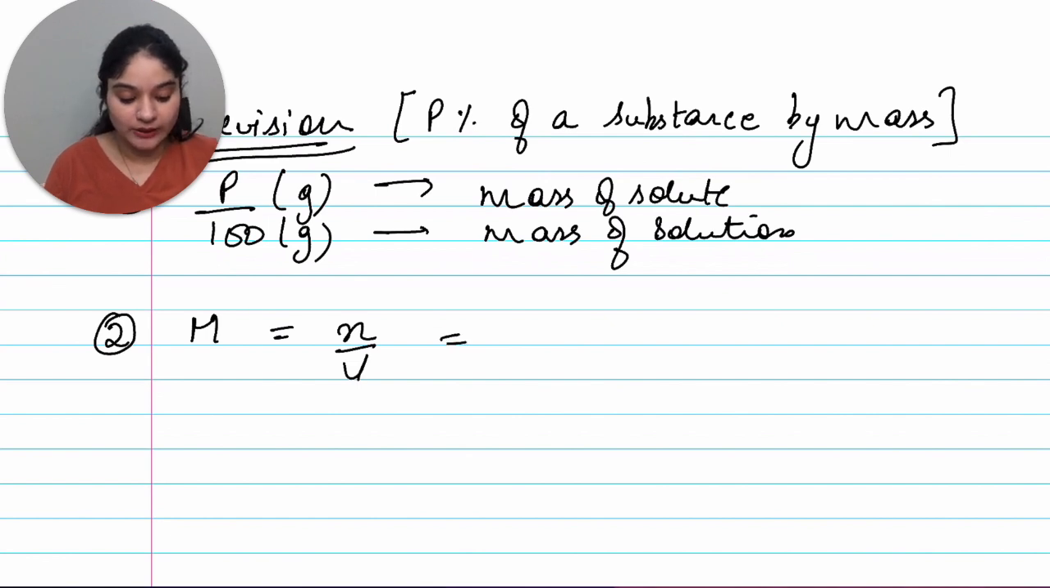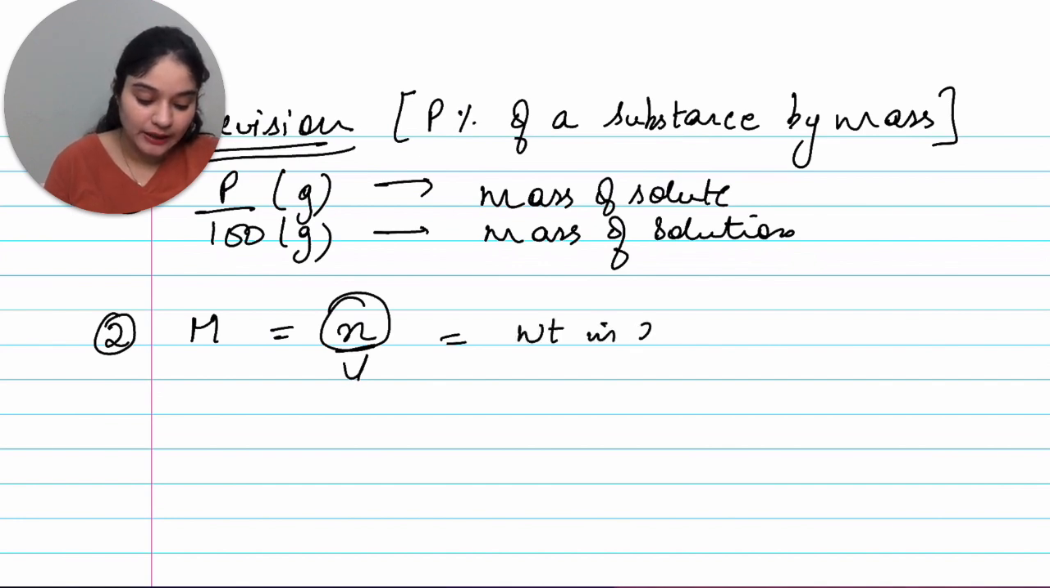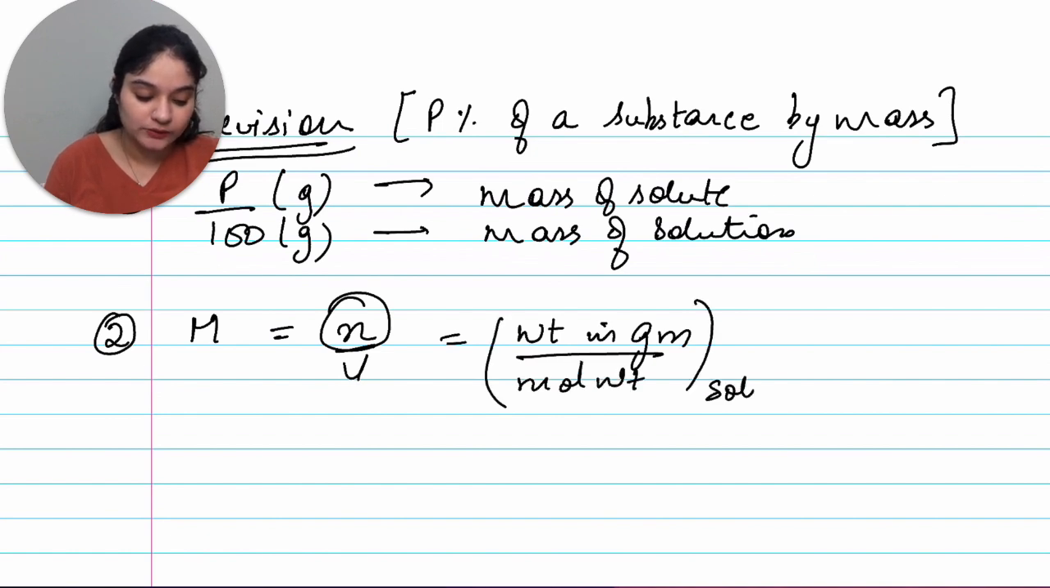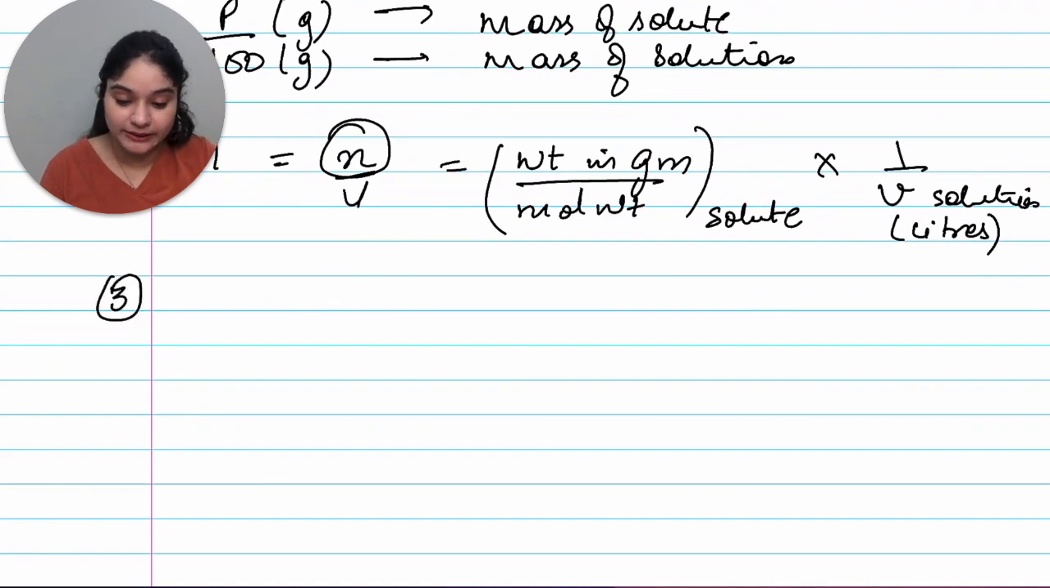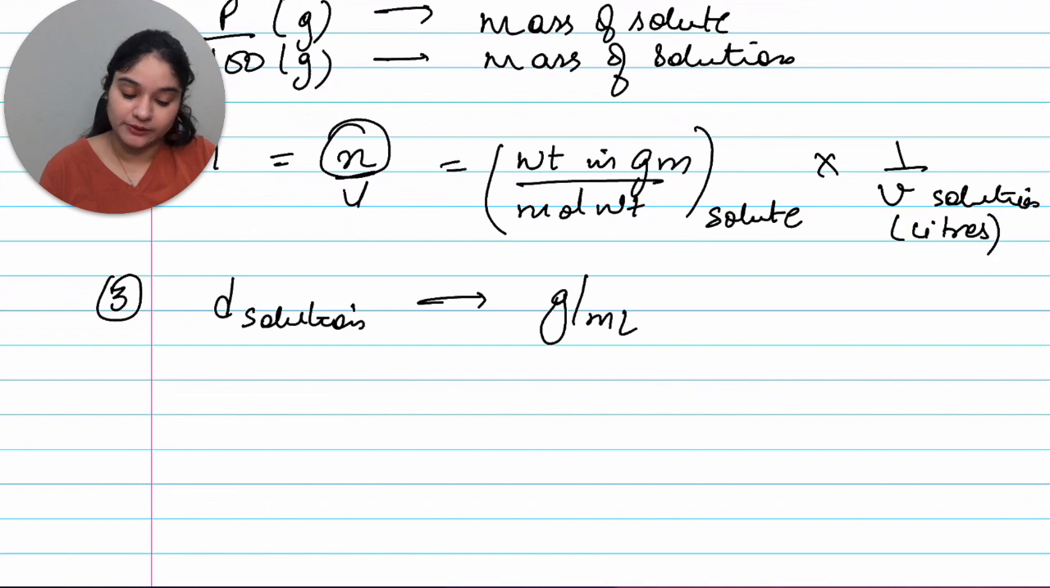And I was able to figure out the formula for N, that was number of moles, that was weight in grams divided by molecular weight. And both the things were for solute, times 1 upon V, this was for solution, and it was in liters, correct? We were this far. And then we realize, okay, I do not know the volume of the solution. So we go back to the question. We identify that in the solution we have density given. Density of the solution is given. And this is given in what? This is given in grams per milliliters.